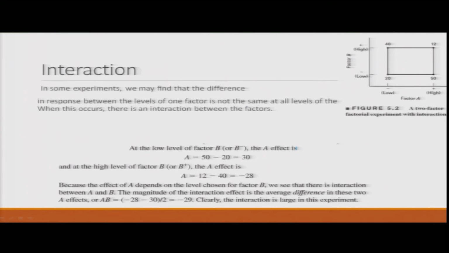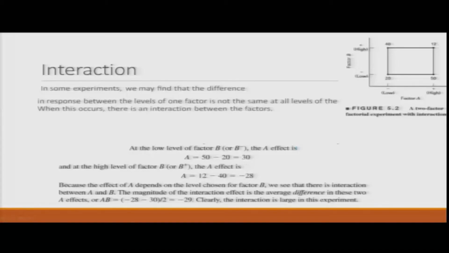In some experiments, we may find that the differences in response between the levels of one factor are not the same at all levels correspondingly. So, say for example, the level is 20 for B, consider that it is 30 for B, but the responses which we will have for A may not be of the same quantum differences, or vice versa. That means, for A we have two different levels of responses, and the corresponding response of B at the lower level of A and at the higher level of A may be different. So, this is what we mean.